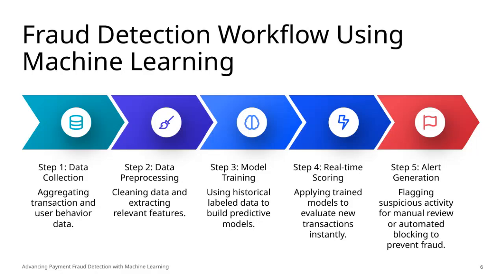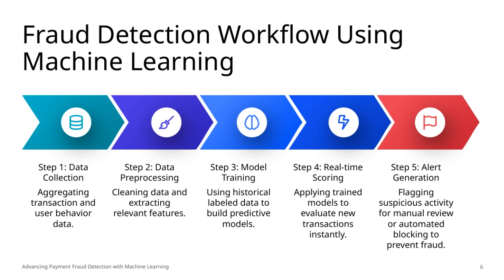First, we start with data collection, where we gather transaction details and user behavior information. This provides the foundation for everything that follows. Next, we move to data pre-processing, which involves cleaning the raw data and extracting features that are most relevant to identifying fraud. Then, we use this prepared data to train our machine learning models, relying on historical, labeled examples to help the model learn what fraudulent activity looks like.